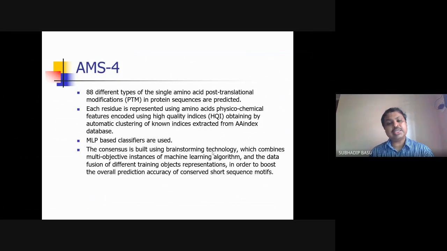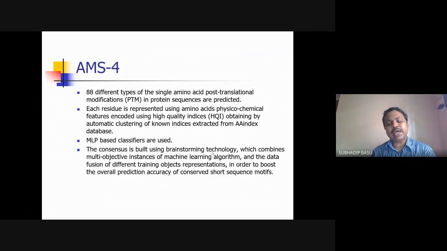And then again a multilayer perceptron is used, and a consensus strategy is used using brainstorming technology, which combines multi-objective instances of machine learning algorithm and data fusion of different training object representations in order to boost the overall prediction accuracy. What is a consensus? Consensus gives you the idea, when you have 5 different prediction results, what is the best way of prediction? Which classifier is the best? You can say, okay, I have 5 different classifiers, and I'll just take the classifier which gives the best result. So that is just the best classifier.